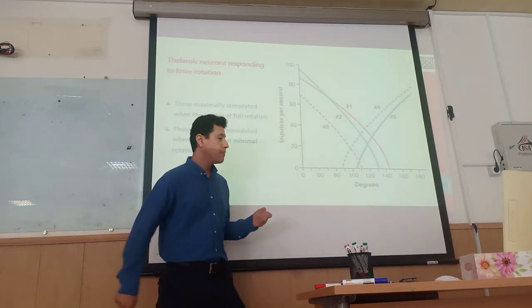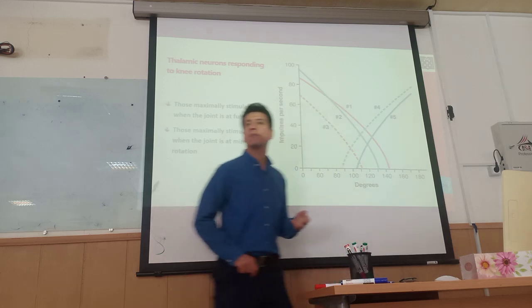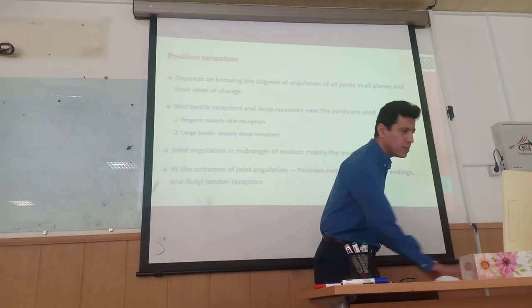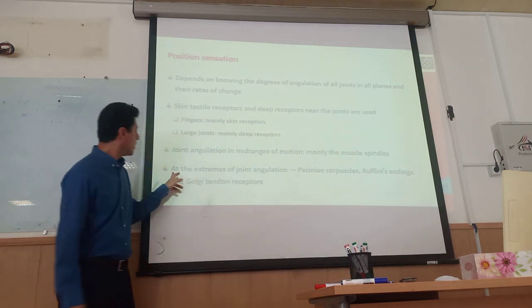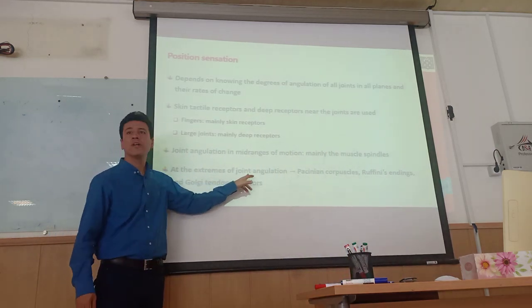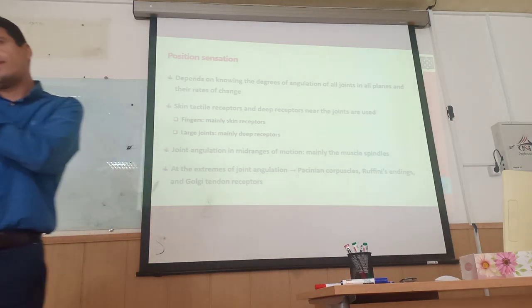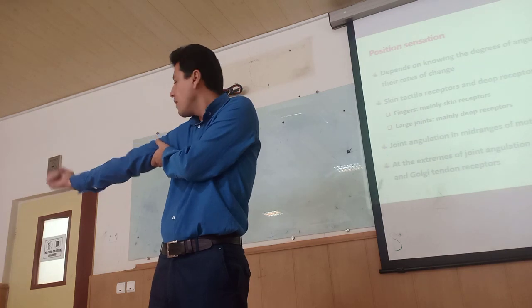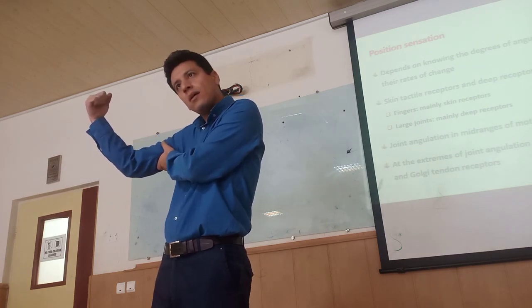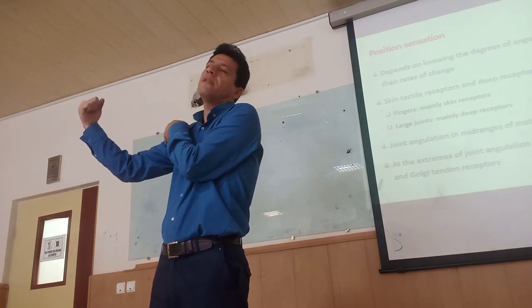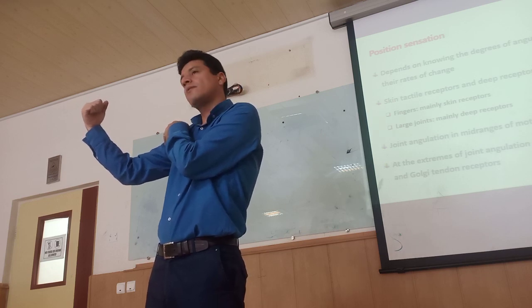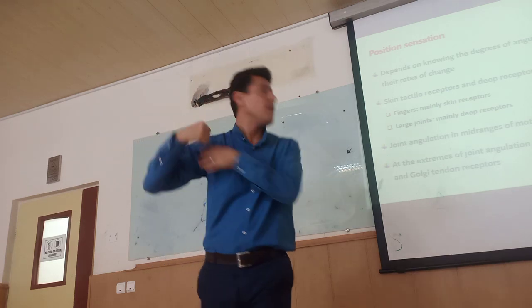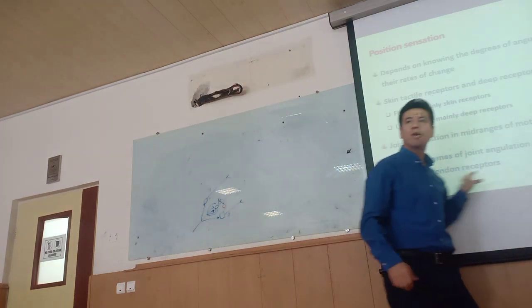Third point, joint angulation. So mid-range motion, extremes of joint angulation. Yeah. For example, this is the extreme bending or extreme stretch. But in the mid-range, okay, muscle spindles are important. But when you stretch it totally or bend it totally, then these receptors are more important.